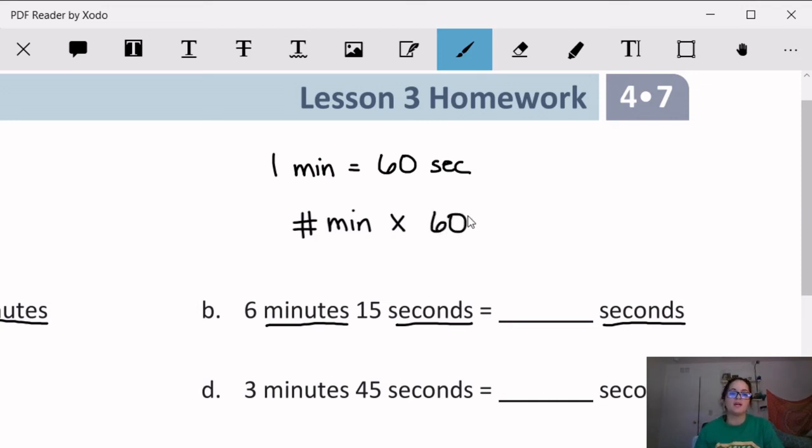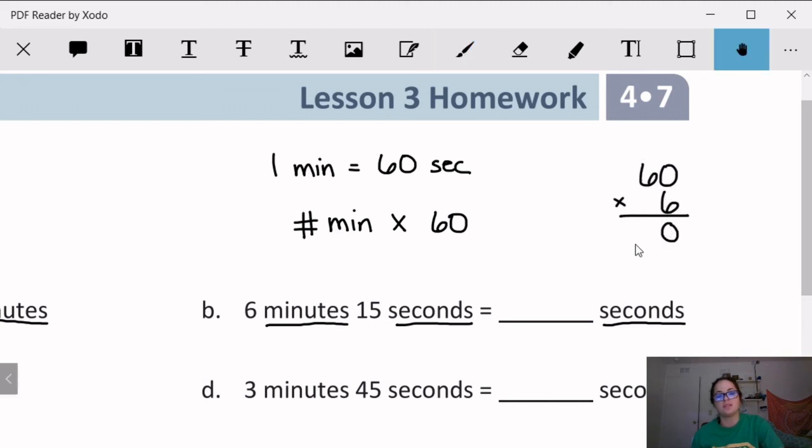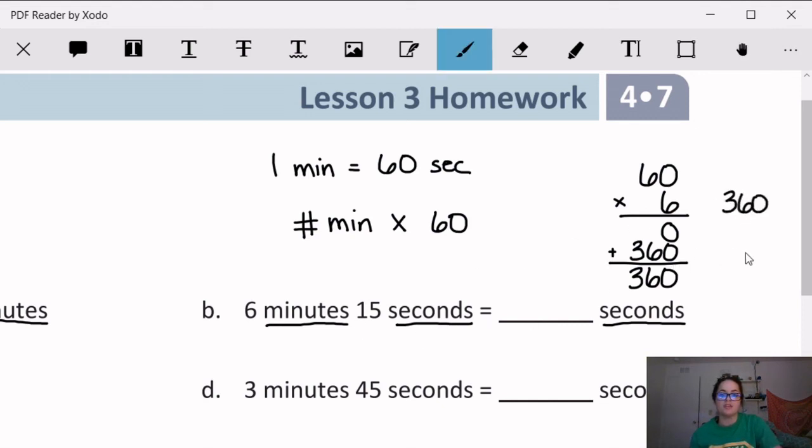So it's the same thing as turning our hours into minutes. I'm going to multiply my 6 times 60 to get my number of seconds. 6 times 0 is 0. 6 ones times 6 tens is 360. I'm going to add it all together. I get 360, but I'm not going to forget about the 15 seconds that I have already. So that needs to be added on to my 360 seconds, and that gives me 375 seconds total.